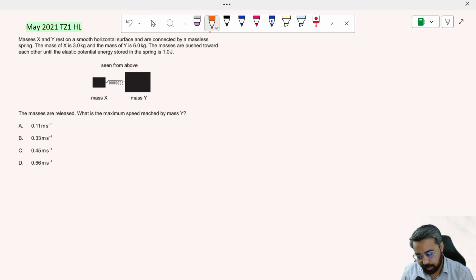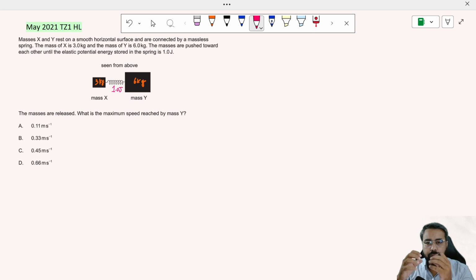In this diagram, you see that there are two masses, 3 kg and 6 kg, which are attached with the same massless spring, and the spring is compressed. So right now, the total momentum of the system is zero, but the energy is not zero, and it stores 1.0 joule of energy in this system.